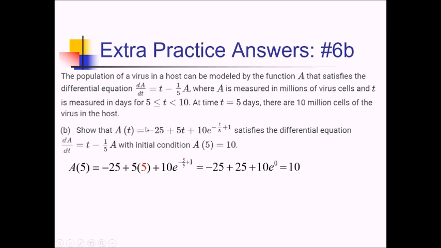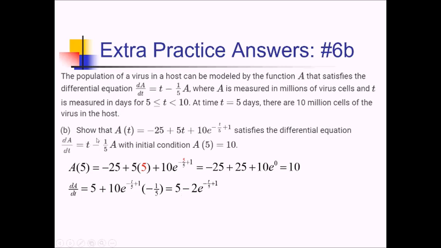So taking that derivative, that's going to give me, let's see, 5 plus, we're going to have 10e to the something multiplied by the derivative of the something, which is just negative 1/5. So we're using the chain rule on this second portion here. And 10 times negative 1/5 is negative 2. So we end up with 5 minus 2e to the negative t over 5 plus 1. So this is the expression that we want to try and match now with this t minus 1/5 A stuff.